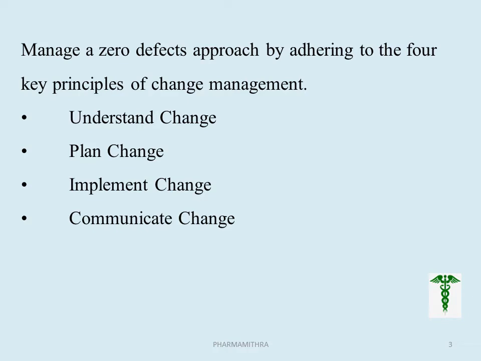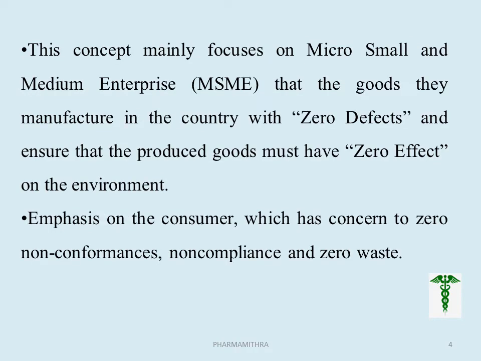There are four key principles of producing a zero defect product. First, we have to understand the changes, plan the changes, implement those changes, and communicate the changes. These are the four key principles of change management to manage a zero defect approach. Normally, this zero defect concept focuses on MSME, the micro, small, and medium enterprises, so that the country or small enterprises can produce the zero defect product utilizing the environment concept also. In the zero defect product, we give extra emphasis to the consumer, to get zero non-conformance as well as zero wastage of the product.